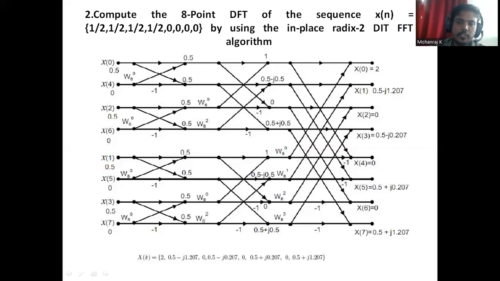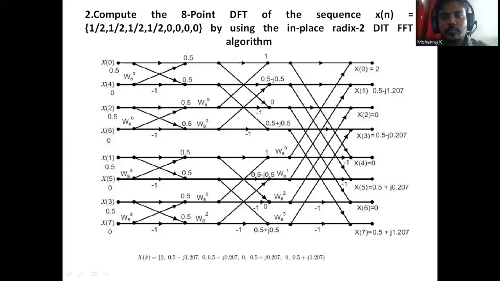After finding the outputs x of 0, x of 1, x of 2, x of 3, x of 4, x of 5, x of 6, x of 7, we write x of k as: the first one equals x of 0, the second equals x of 1, the third equals x of 2, likewise x of 3 through x of 7. Substituting, we get the answer here. So how will we find out the answer?